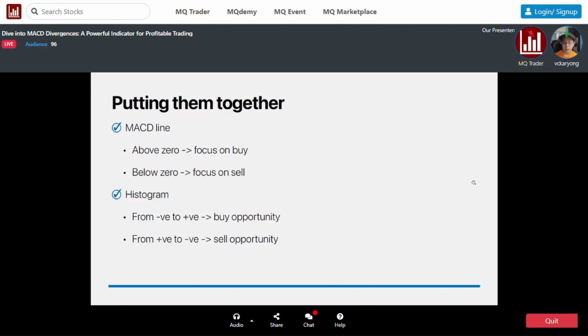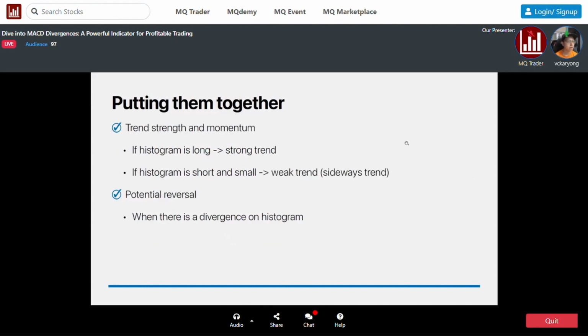Okay, and then we have the other piece of information, which is the histogram. So histogram over here, if it's turning from negative to positive, it's a buy opportunity. If it's from positive to negative, it's a sell, right? So basically from green to red, that's a sell. From red to green, that's a buy, right? And if it goes from red to green and then the green keeps growing, a bigger histogram means we have a buy opportunity and the trend strength is strong, okay?